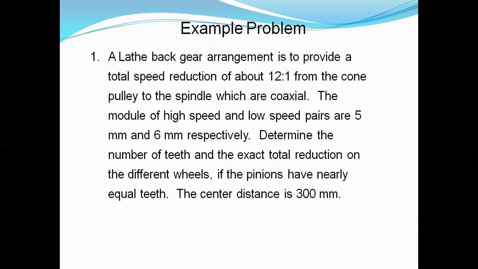First of all, we have to solve a problem on back gear. We have solved a problem on the back gear of the lathe in the previous class also. The lathe back gear arrangement is to provide a total speed reduction of about 12:1 from the cone pulley to the spindle, which are coaxial.